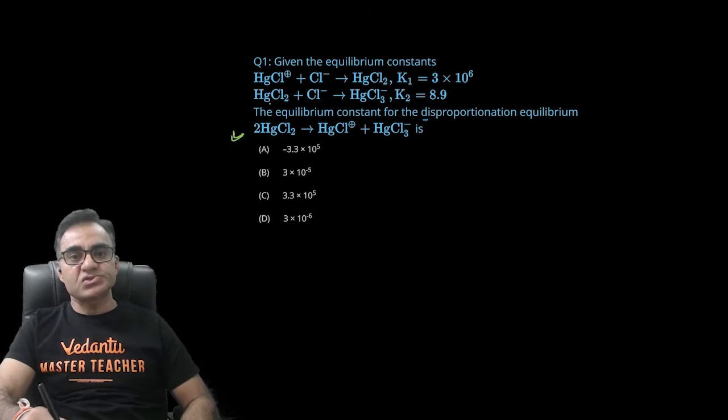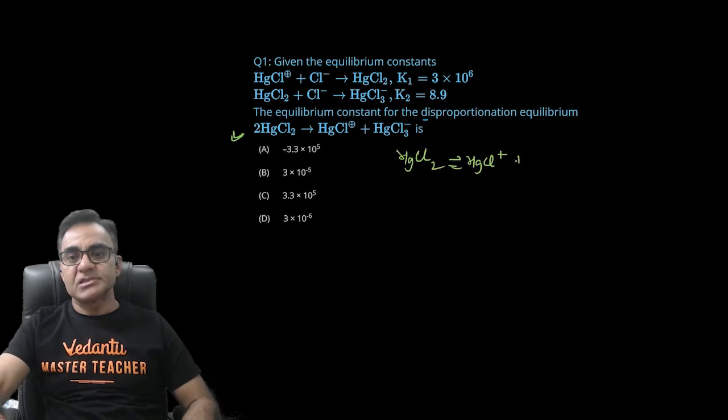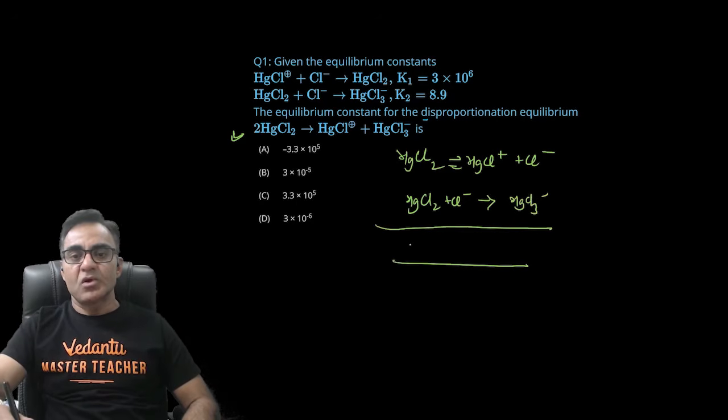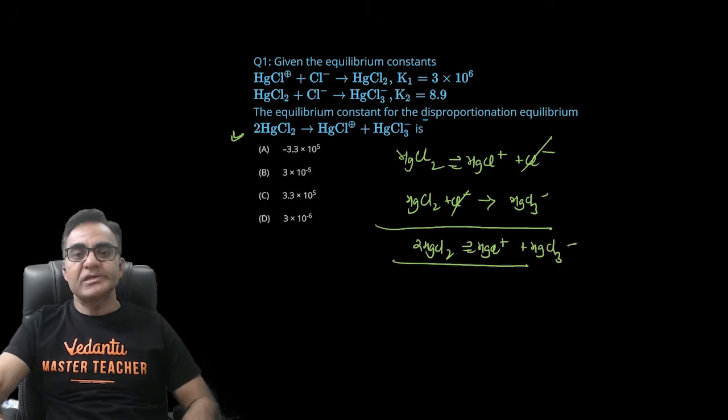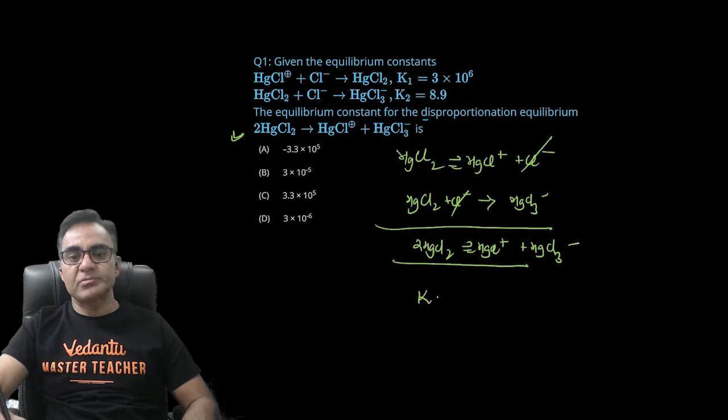Like HgCl2 has to be on the left hand side, so I have to reverse the first reaction and add it to the second. If you reverse the first reaction, it will be HgCl2 changing into HgCl plus Cl minus, and the second reaction, if taken as it is, is HgCl2 plus Cl minus changing into HgCl3 minus. If you add these two reactions, the chloride ion cancels, so 2HgCl2 changes into HgCl plus HgCl3 minus. That means I have reversed the first reaction and added it to the second reaction, so the net equilibrium constant of this reaction is equal to K2 into 1 upon K1.